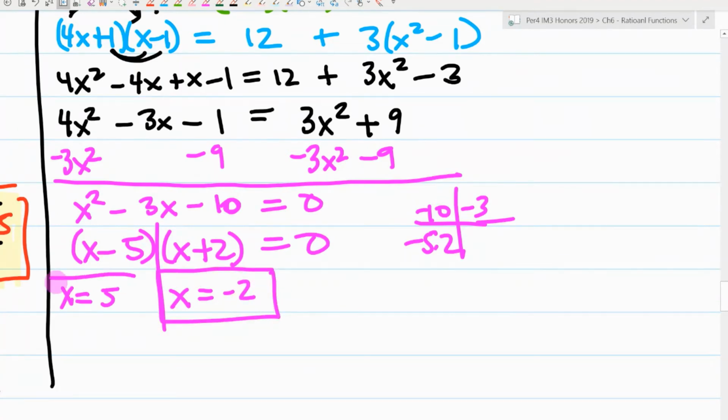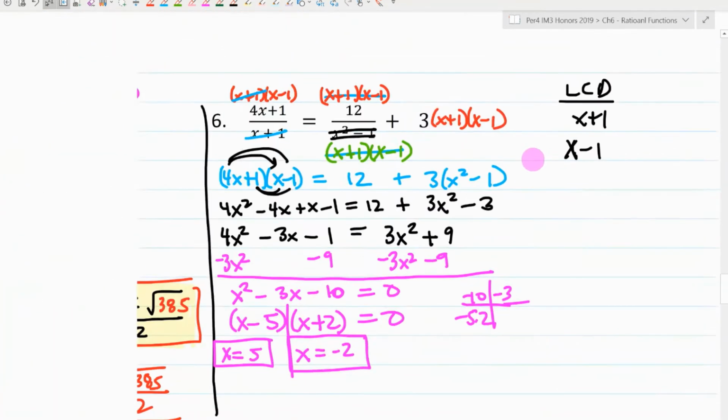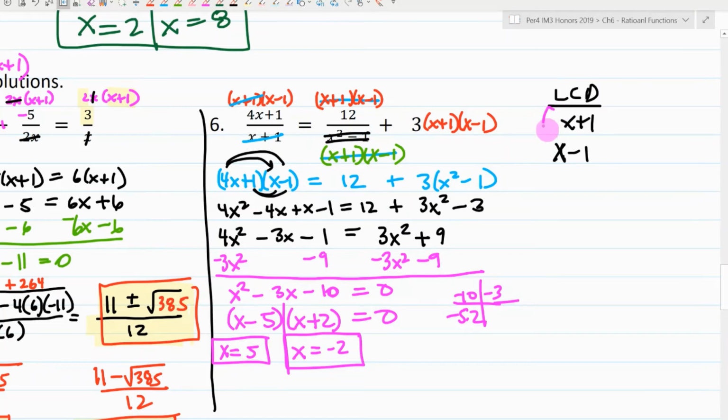And then I have to check to make sure it doesn't make either of the denominators 0. So at the beginning, these are my LCD. So the only answers that I can't have are negative 1, because it would make this one 0, and positive 1, because it would make that one 0. So these are your two answers here, 5 and negative 2.